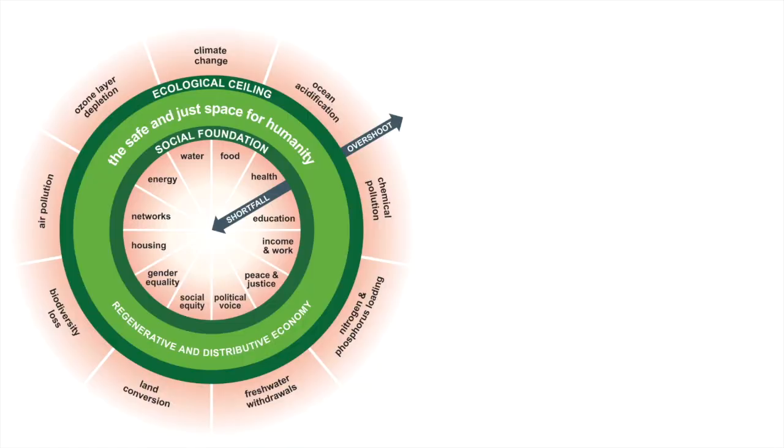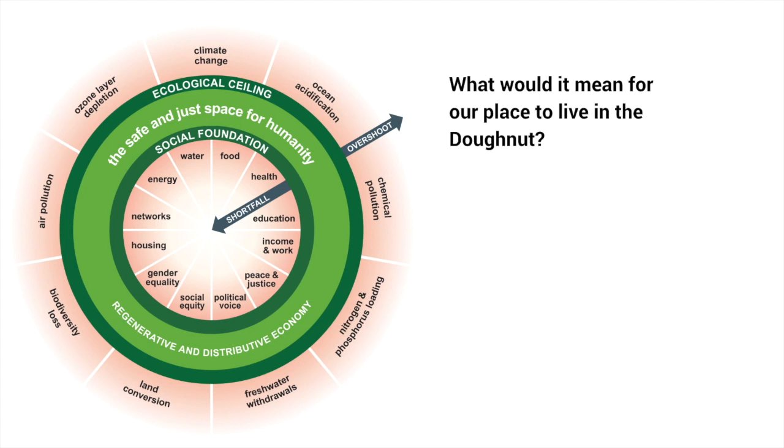Ever since the donut was first published in 2012, people have been asking, what would it mean for our place to live in the donut? Our street, our neighborhood, our town or district, our city, our region, our state, our nation. How do we answer that question where we are in our locality?